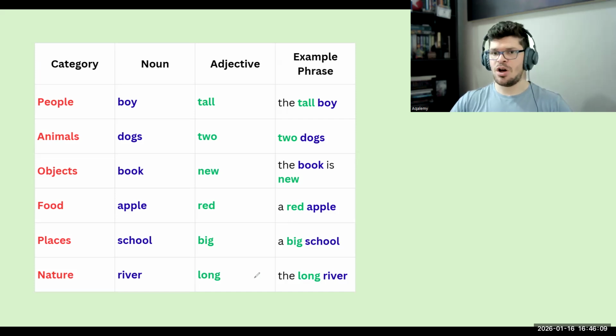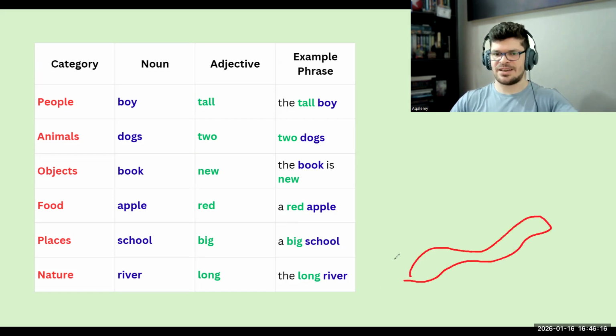Nature. River, long. The long river. Long like that. Not snake. This is not snake. This I try to give understanding for river. Maybe I must make blue. Okay. It's not snake.